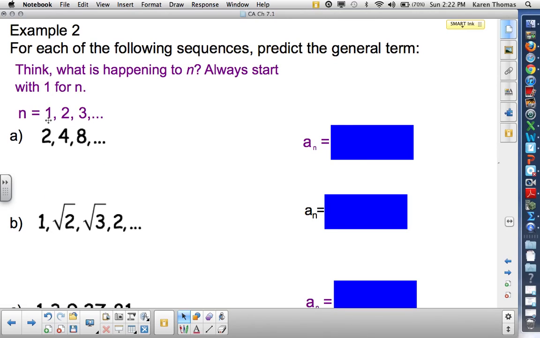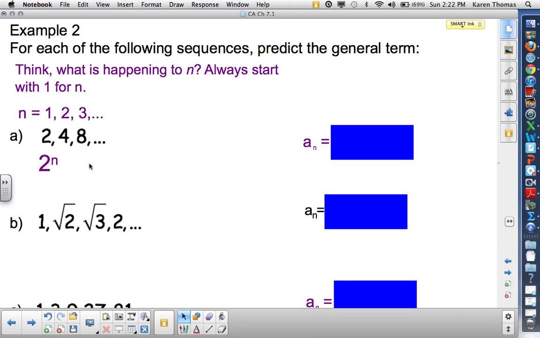Oh, wait a minute. Could I do 2 times 1? 2 times 2? 2 times 3? What I'm thinking here is writing 2n as my general term. 2 times n. That gives me the first 2 terms. 2 times 1, 2 times 2 works. But 2 times 3 doesn't work, does it? So 2n doesn't work, but how about 2 to the n?